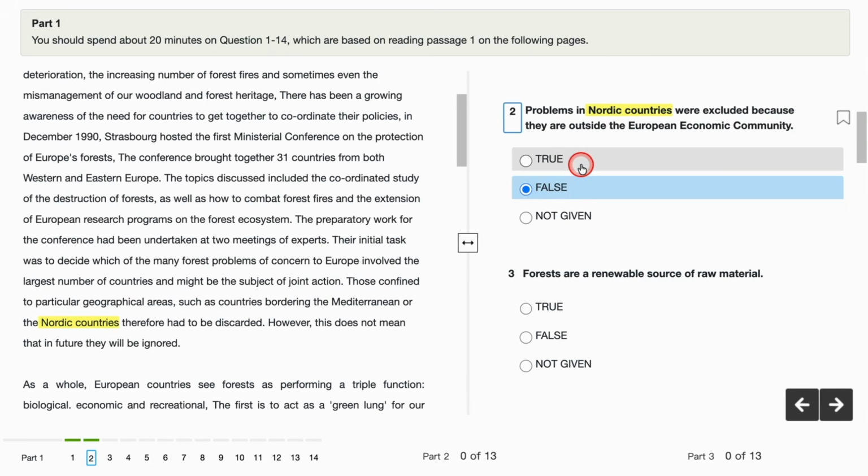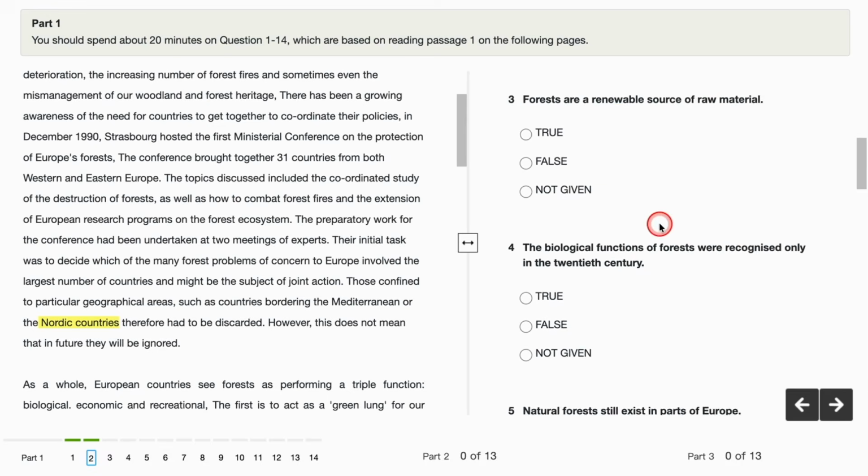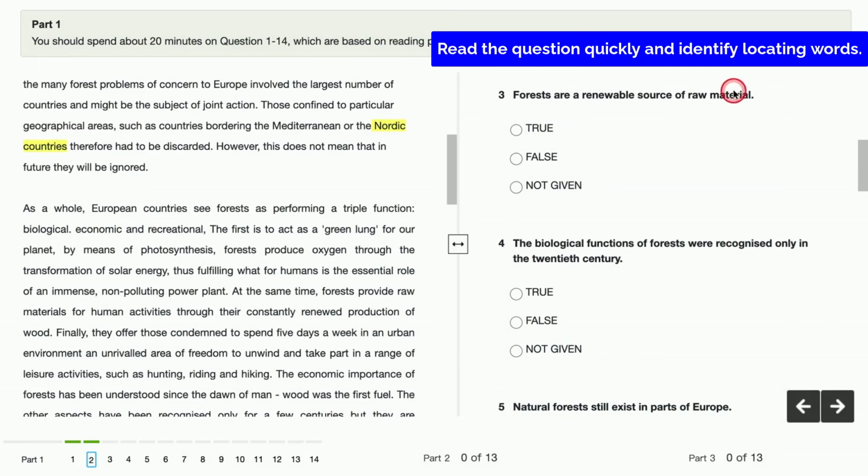I think this question is quite hard. Although it doesn't mention Europe's economy, it does clearly explain why problems in Nordic countries were excluded, right? Okay, next one. First, quickly go through the question and find the locating words.